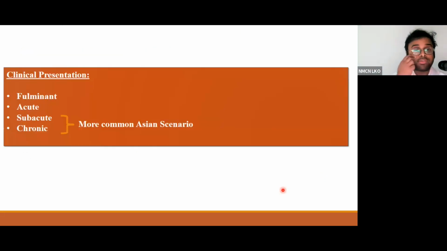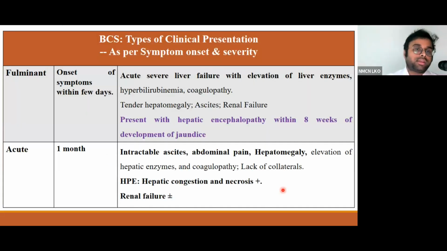So clinical presentation can be fulminant, acute, subacute, or chronic. Fulminant: there is onset of symptoms within a few days, and these patients present with acute severe liver failure with elevation of liver enzymes. Also, if presentation is with hepatic encephalopathy within 8 weeks of development of jaundice, we call it the fulminant type. This fulminant usually happens with sudden large thrombosis of the hepatic vein or IVC.